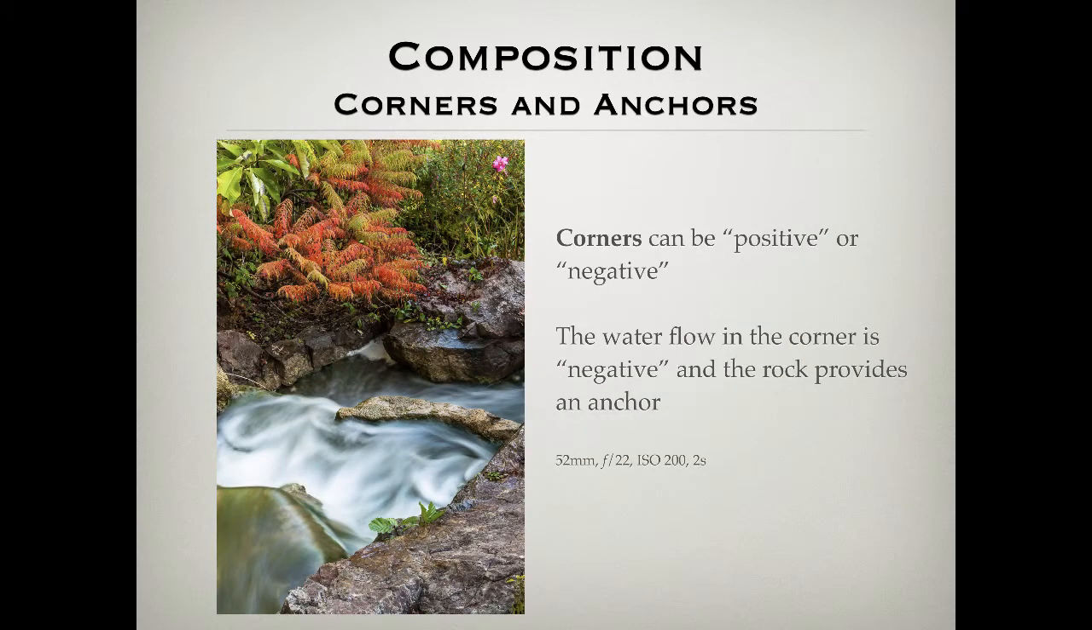So corners can be positive or negative, meaning there's something in the corner or there's nothing in the corner. As an example, the water flow in the lower left-hand corner would be negative space because there's not any real photographic or compositional element. The rock could be an anchor on the right-hand corner. Conversely, the plants up at the left could be a kind of anchor in this photograph.